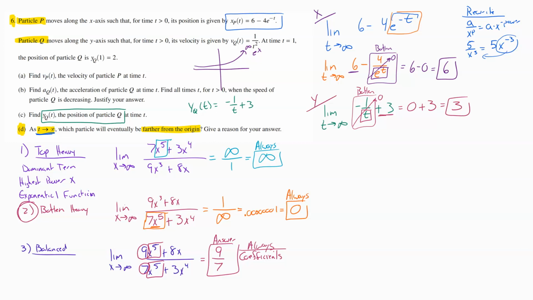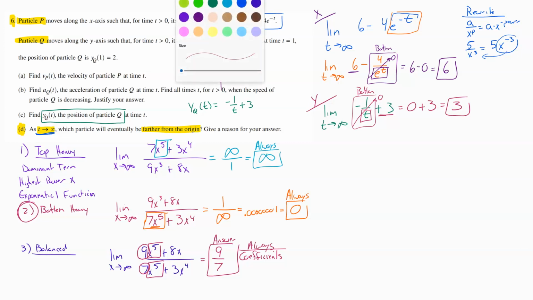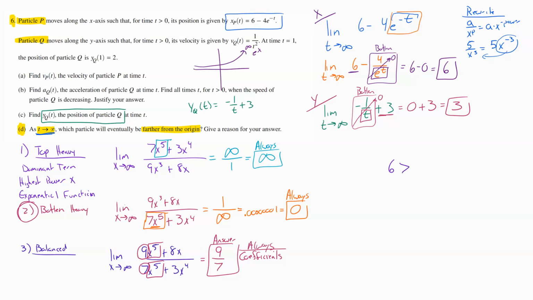Well, now you have everything you need to know what your answer is. You know that the x particle is going to be at 6 over the long haul as t goes to infinity, and the y particle is going to be at 3 as it heads to infinity. So you know that 6 is greater than 3, so the x particle will be farther from the origin. And that's it. When you do limits at infinity, it really boils down again to these 3 options right here.